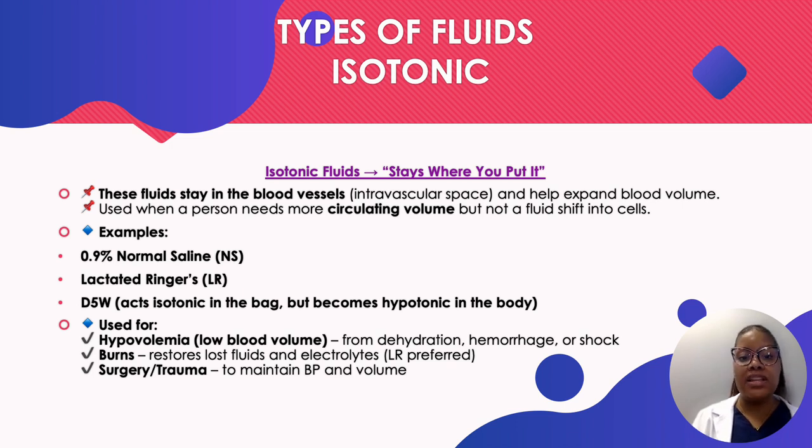So remember, hypovolemia, we're going to go with isotonic fluids because we want to increase that circulating volume, right? If your patient has a burn, you want to restore loss of fluids and electrolytes, and LR is preferred. But you'll see some facilities' go-to fluid is normal saline, and some facilities go straight to LR. So they're both isotonic. Surgery/trauma, and that could be to maintain blood pressure and volume. So remember, isotonic, it stays where you put it. So it stays in the blood vessels, and it helps expand your blood volume, okay?